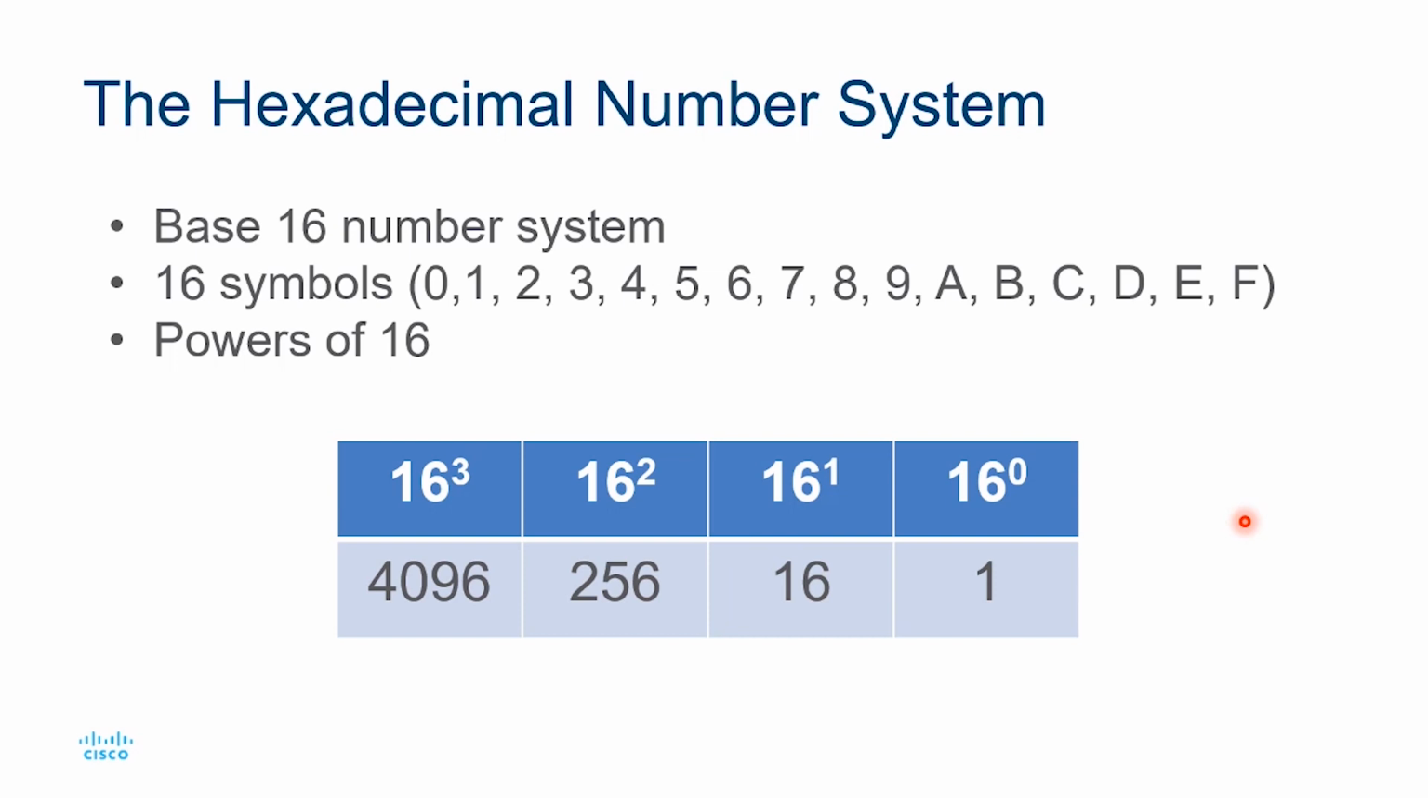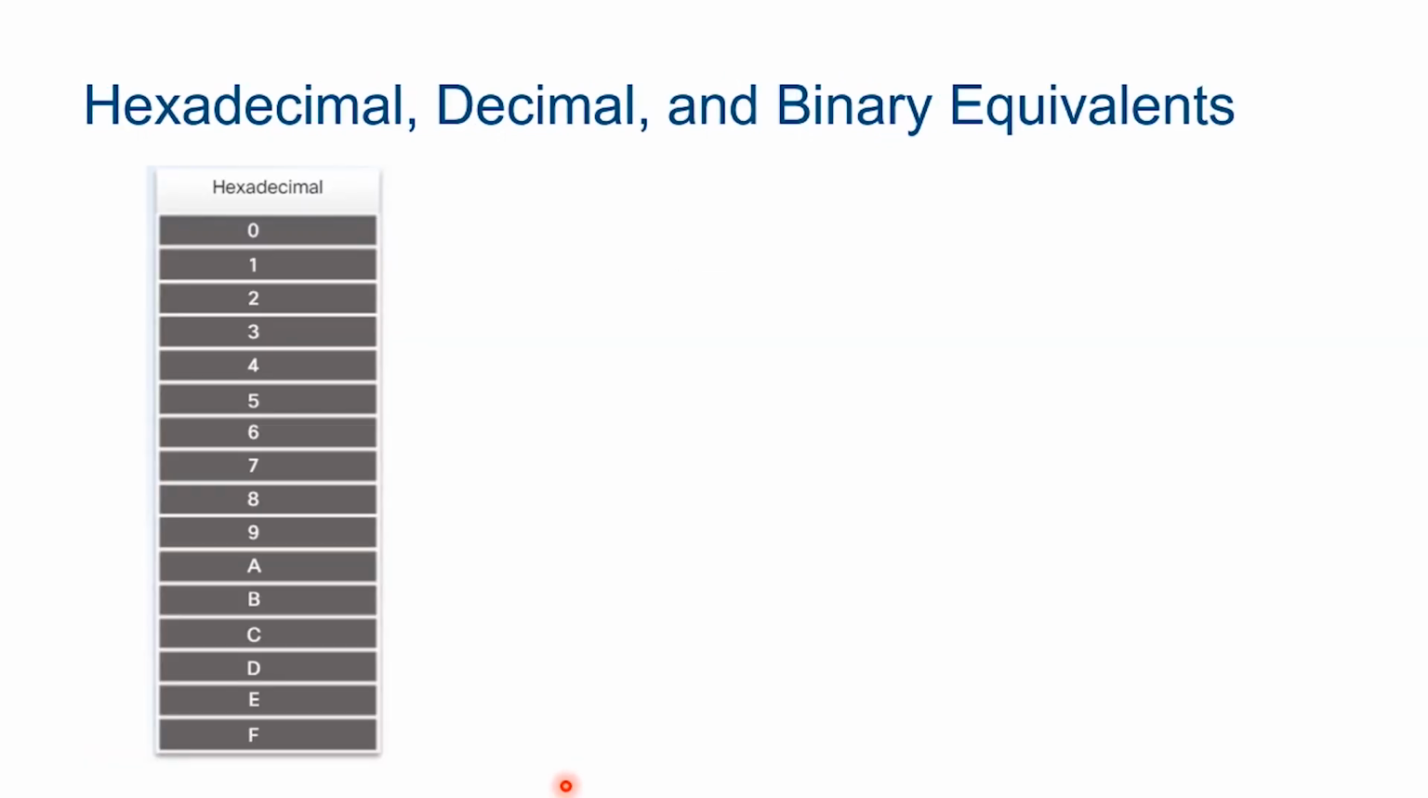Here we can see the first 4 place values based on powers of 16. This is 16 to the power of 0, or 1. Any number to the power of 0 is 1. This is 16 to the power of 1, or 16. This is 16 to the power of 2, or 16 times 16, which equals 256. And this is 16 to the power of 3, or 16 times 16 times 16, which equals 4096.